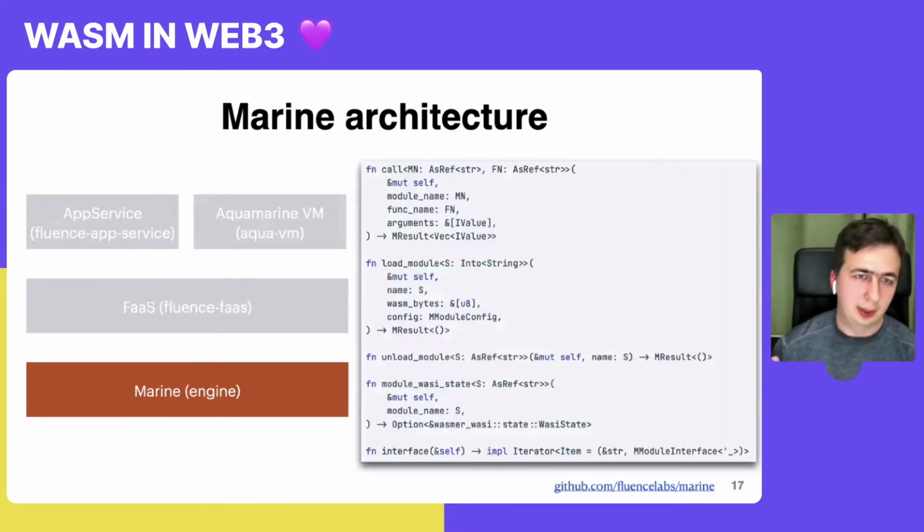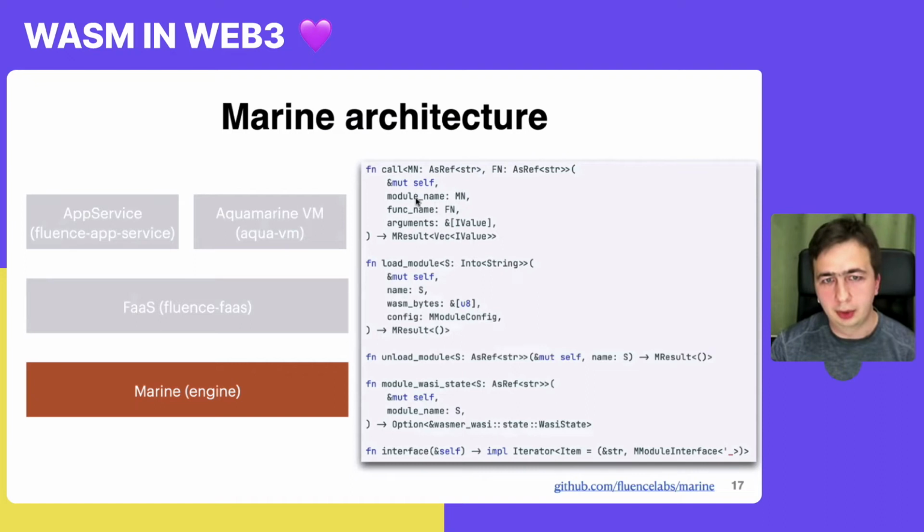And on the first level, the engine, we have a lot of APIs. Here you can see only the important ones. For example, you could load a module with some module config. In module config, there are some settings that we covered on previous slides, and one that is dedicated to host closures. I will cover it later.